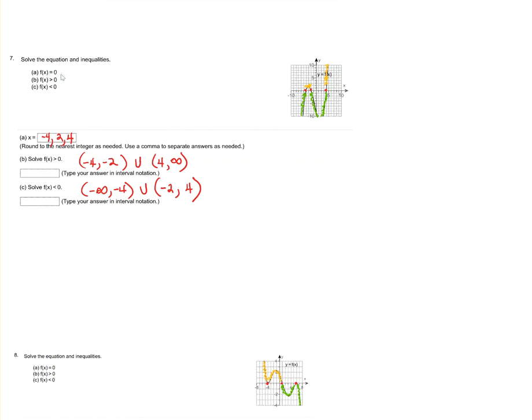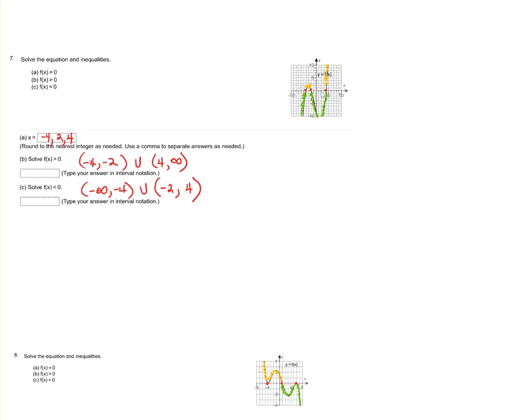So A says, where is it equal to 0? That's the red dots, -4, 2, and 4. Where is it greater than 0? That's the gold parts. That's here from -4 to -2, and then from 4 to infinity.